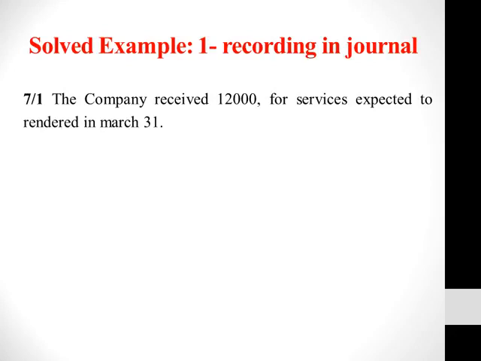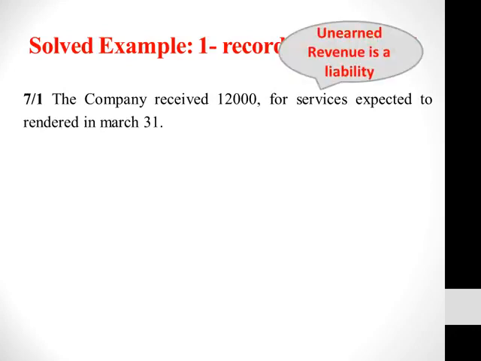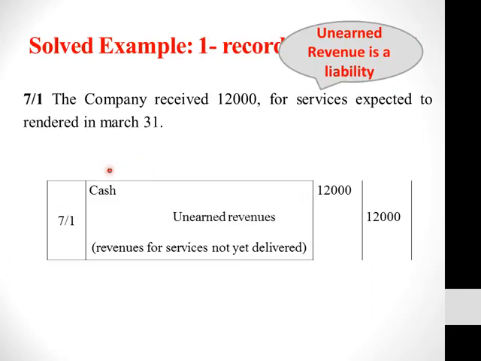Unearned revenues happen when we receive the cash or the money or the value of a service and we didn't perform this service to the customer yet. So it is considered as a liability. And the journal entry will be as follows. Cash we received in the debit side by 12, and the new liability unearned revenue will appear in the credit side.